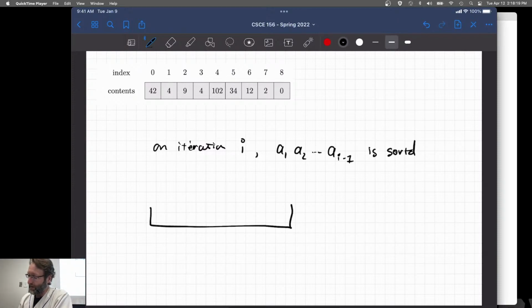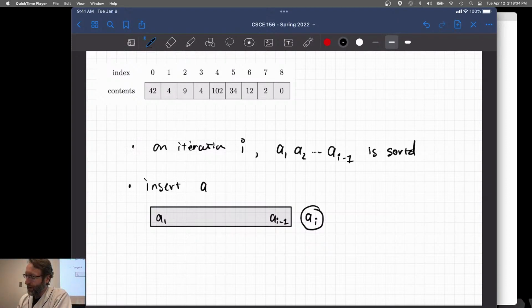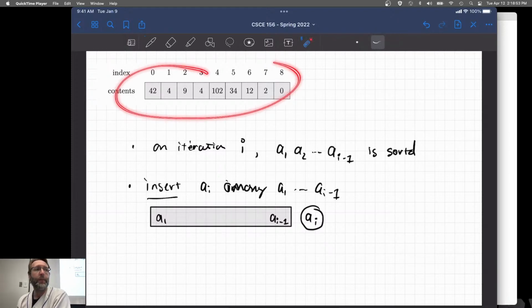The way that that looks is, again, A1 through A sub i minus 1. And we're going to be looking at the ith element. What we need to do is insert A sub i among A1 through A sub i minus 1, right? That's why we call it insertion sort. How do we go about doing that? Well, let's look at an example here. We'll look at this example right here through a couple of iterations.